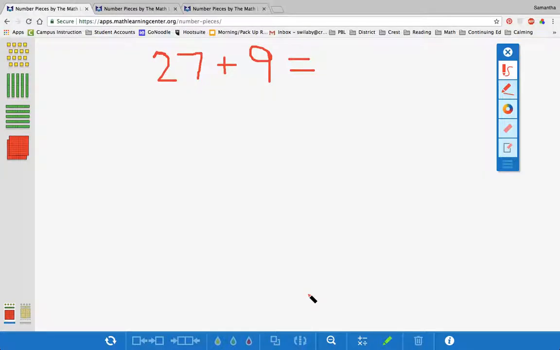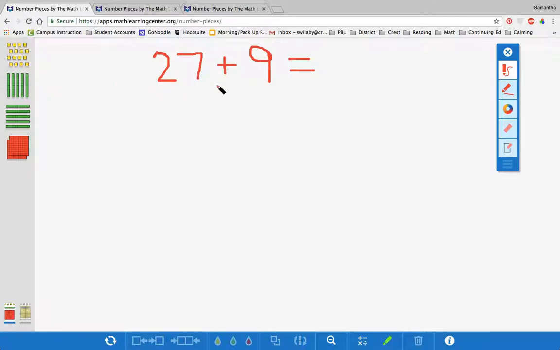In this video, I'm going to show you how you can use your base 10 blocks to help yourself when you are adding a two-digit number and a single-digit number, specifically looking at when you might need to regroup. So, for example, here I have the equation 27 plus 9. I'm going to use my base 10 blocks and help myself when I'm adding.